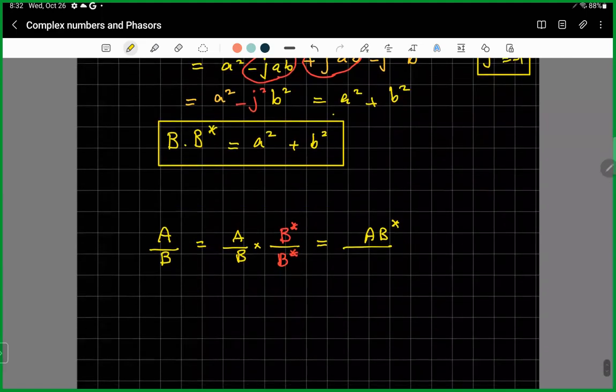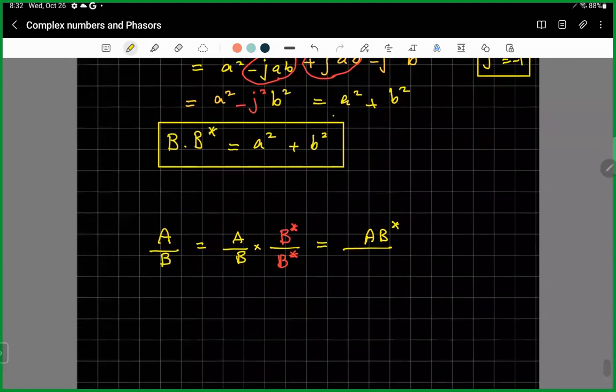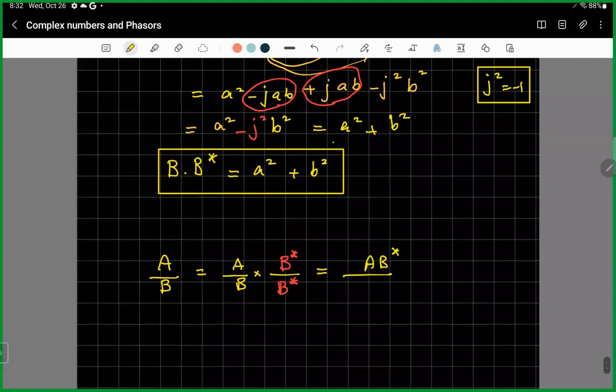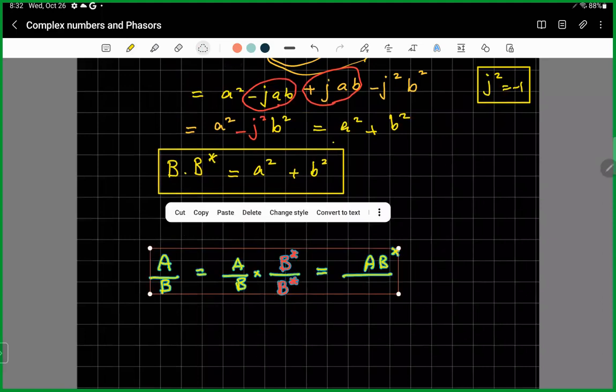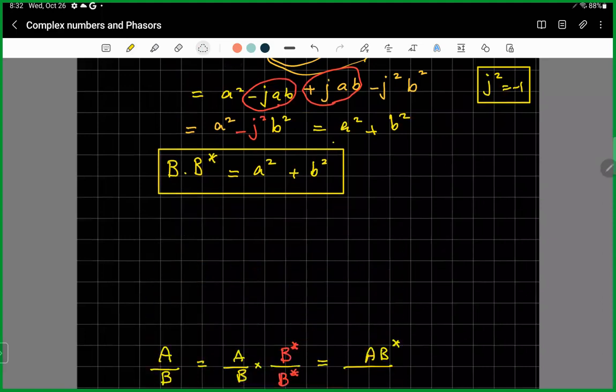So B times B conjugate will give A squared plus B squared. Let me elaborate more on that because it's something interesting. What is A squared plus B squared? We know that B is equal to A plus jB, originally as we started. If I ask you about the magnitude of B, what are you going to say? Square the real part, square the imaginary part, add them, find the square root.